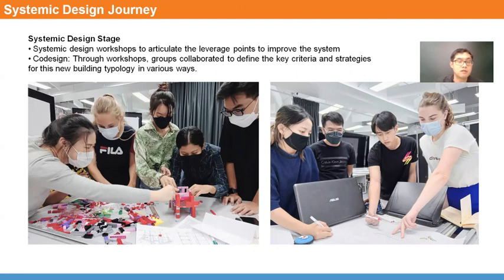Groups collaborated to define the key criteria and strategies for this new building typology in various ways. The systemic design workshops were all about co-design that sought to articulate the leverage points with the most potential to improve the system. Students explored ideas for various interventions in terms of design strategies and beyond, ranging from lifestyle changes to policy recommendations. Design phase entailed the parallel production of a systemic matrix, or the matrix of prescriptive actions, and a building typology design, which was a schematic set of architectural drawings.